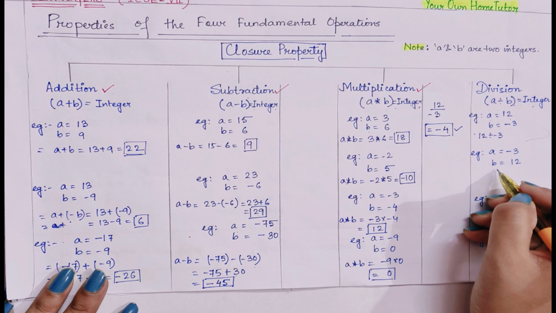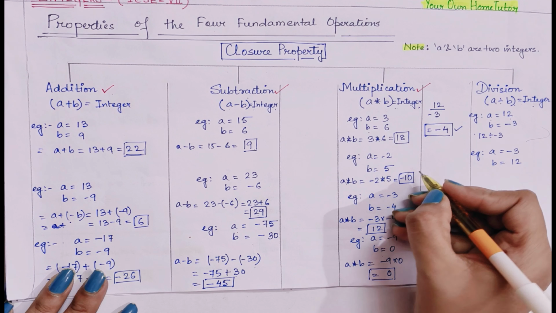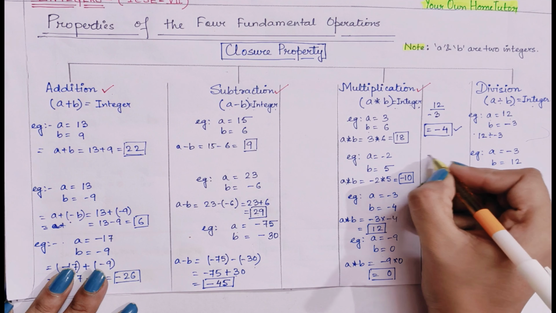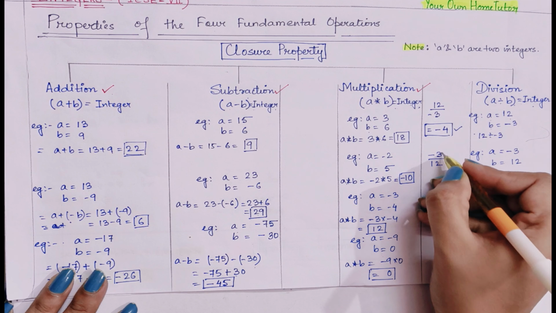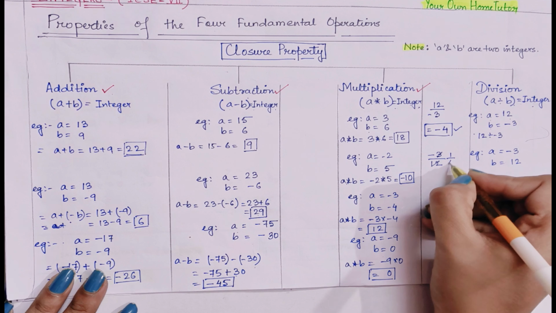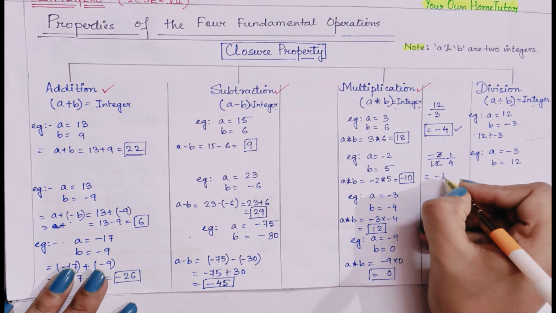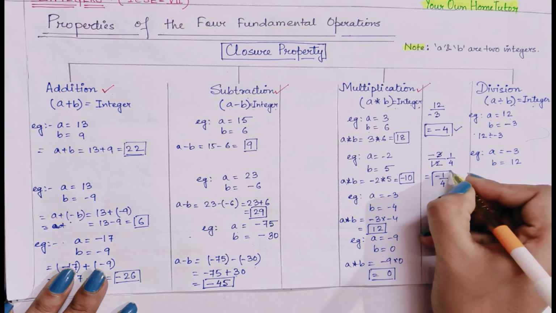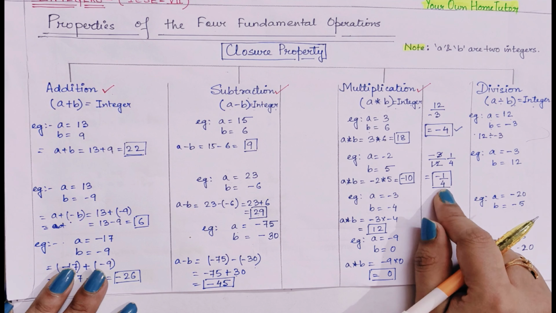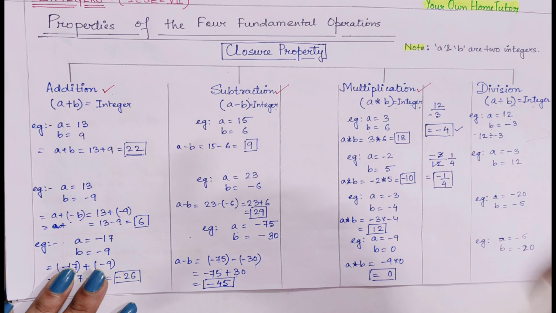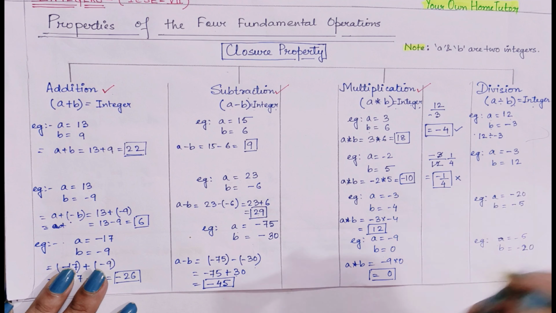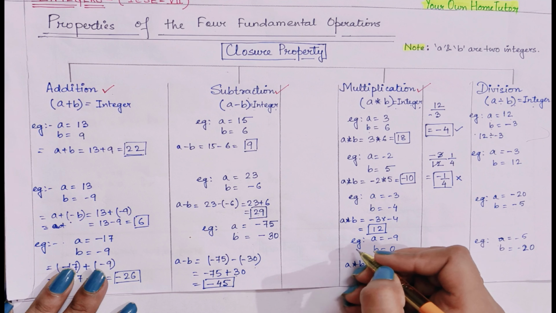Again, for the second example, the value of a is -3 and the value of b is 12. Now if you see here, I will obtain after division -1/4, which is a fraction. And we know that fractions and decimals do not fall under integers. So this is not an integer. Let us look at the third example.